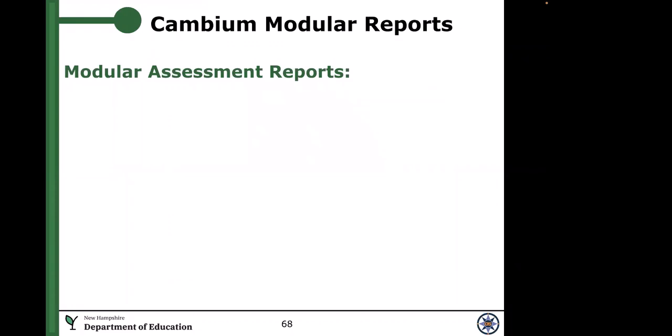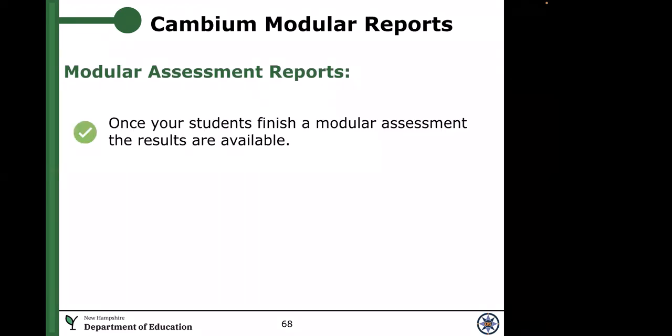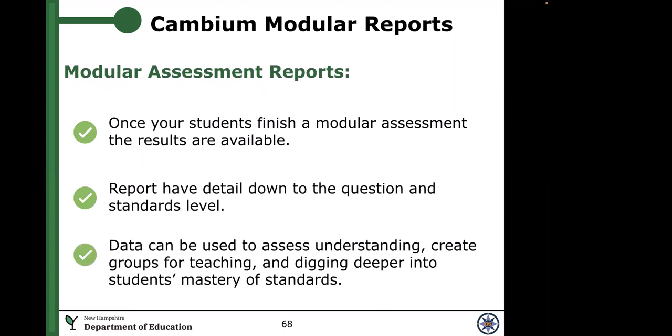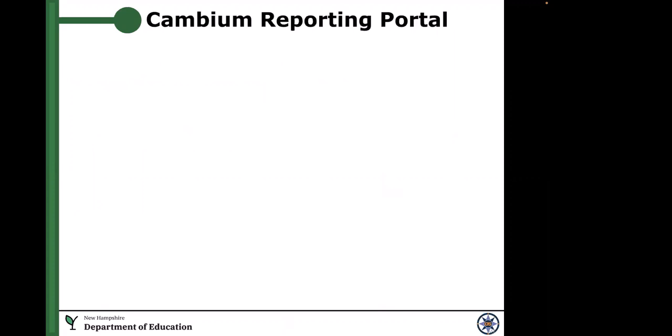All right, so let's talk about the reporting. Now we've administered, now we want to know how the students did. Once your students finish the modular assessment and submit it, the results are available pretty much immediately. Again, the reports have detail down to the question and standard level, and you can use that data to assess understanding, create groups, dig deeper into students' mastery of standards, figure out what you're reteaching, however you want to use that particular data.